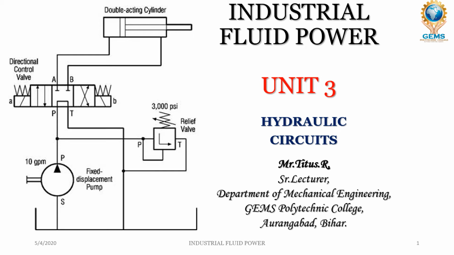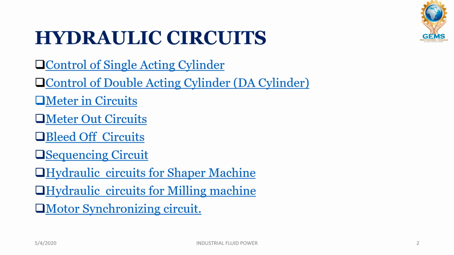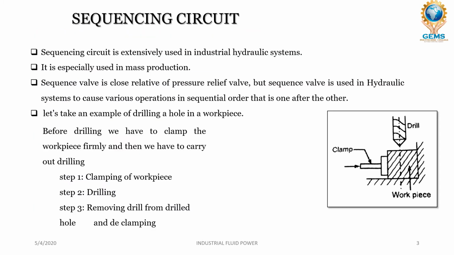Today in this class we are going to see about the hydraulic circuit. In these hydraulic circuits we are going to see about the sequencing circuit. Sequencing circuit is extensively used in industrial hydraulic systems. It is especially used in mass production. Sequence valve is a close relative of pressure relief valve.